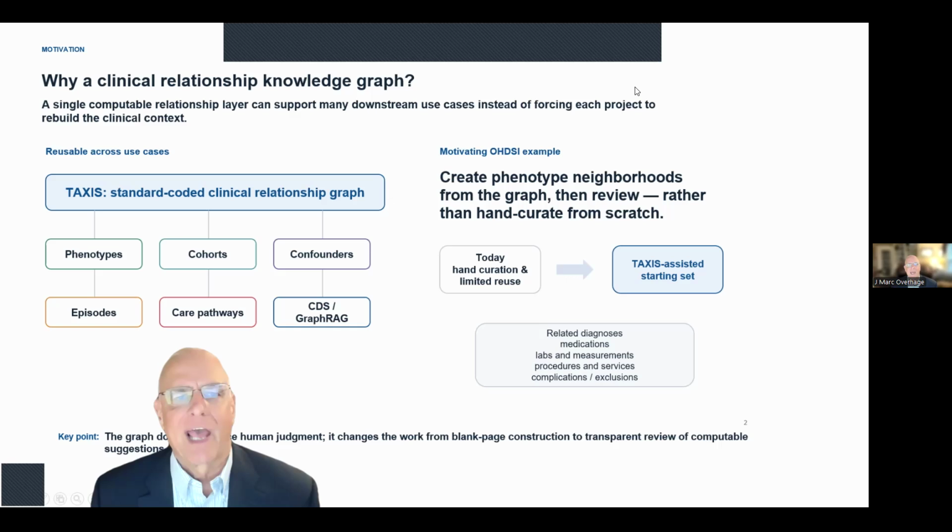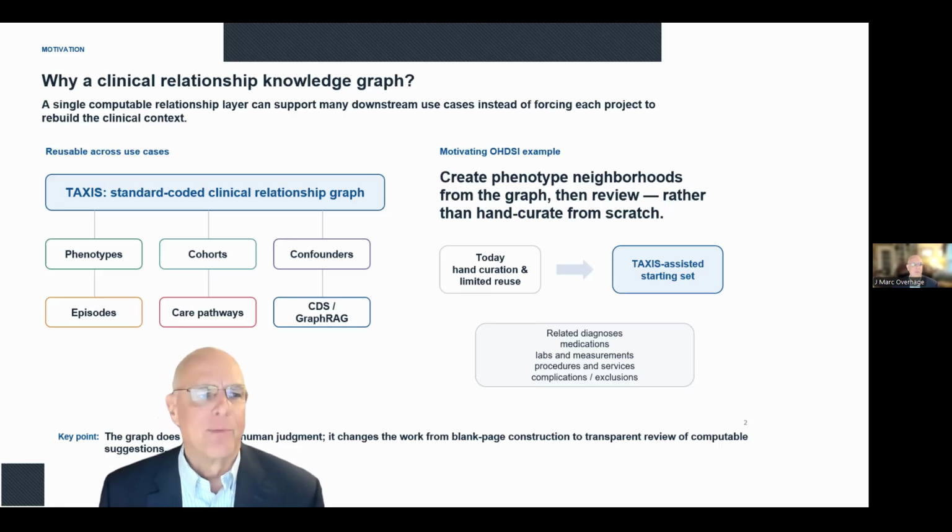The motivation for TAXIS is that many health informatics tasks depend on the same underlying clinical knowledge: phenotype development, cohort construction, episode grouping, care pathway analysis, clinical decision support, and even retrieval augmented generation for LLMs all require some understanding of how clinical concepts relate to one another. Today, that knowledge is often built and rebuilt one project at a time.